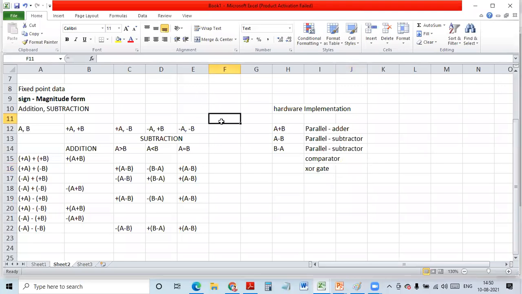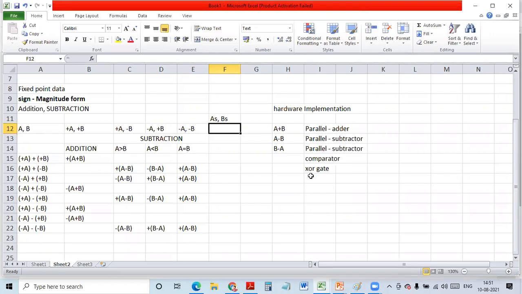So let us consider AS and BS are the signs of the corresponding two numbers. A and B refer to the magnitudes of the two numbers. So this is the hardware required for implementing the algorithm on addition and subtraction. One parallel adder, two parallel subtractors, one comparator, one XOR gate. But there is another way to perform the same operations with the minimum hardware.